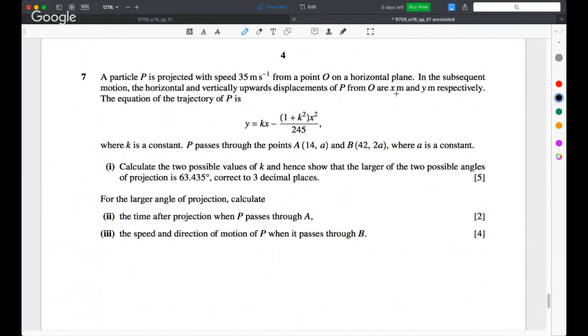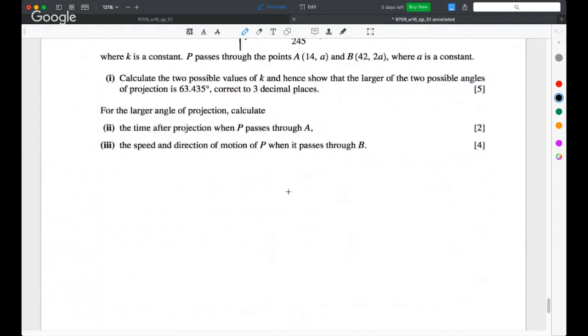Okay, the last question. Now, this is a projection question, and they've very nicely given us an equation there for position of y in terms of x. They're asking us to find the two values of k. So this is obviously a quadratic equation, so we're not surprised there's two possible values.